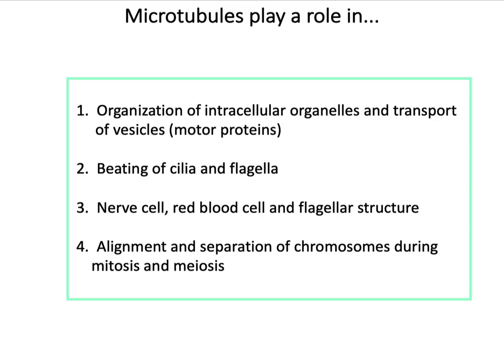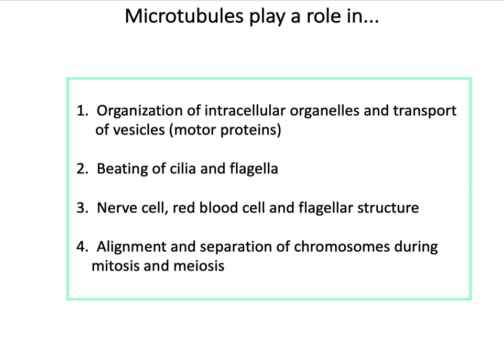So microtubules play a number of important functions in the cell. They are responsible for organizing a lot of intracellular organelles and serving as roads for transport of vesicles. Of course, the transport of vesicles on these microtubule roads is carried out by microtubule-associated proteins, which are the motor proteins, which we'll cover in a later part of this topic. Then they are important in beating of cilia and flagella on certain cells, and they provide structural integrity to nerve cells, red blood cells, platelets, and the flagellar structures.